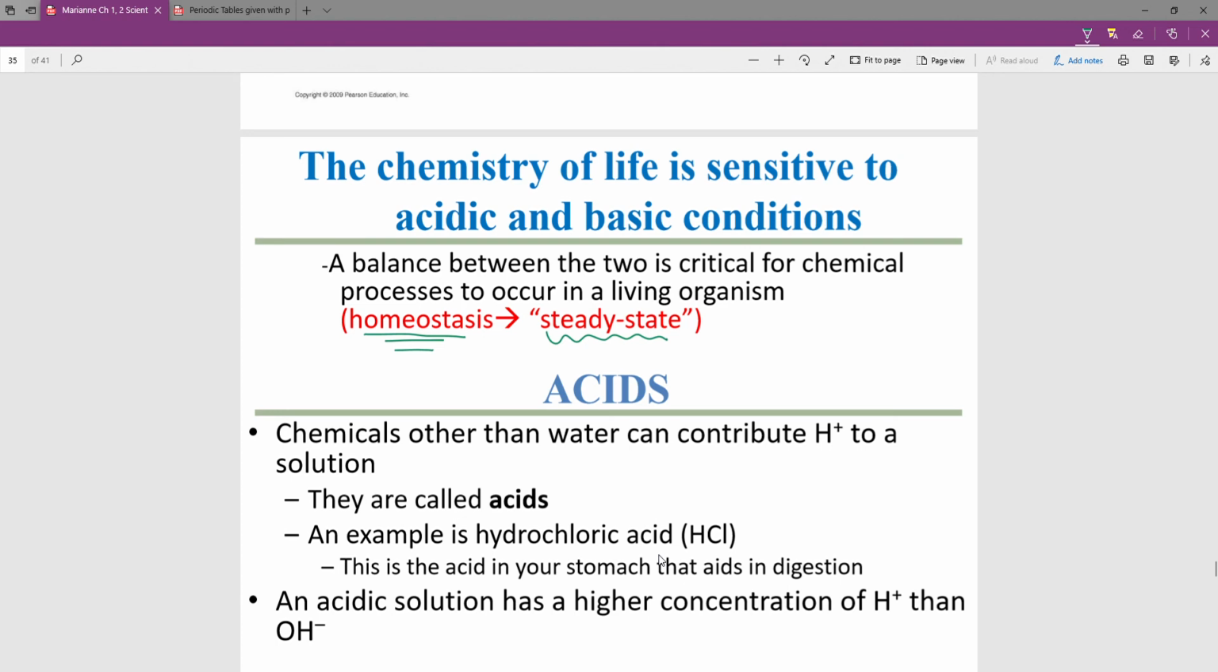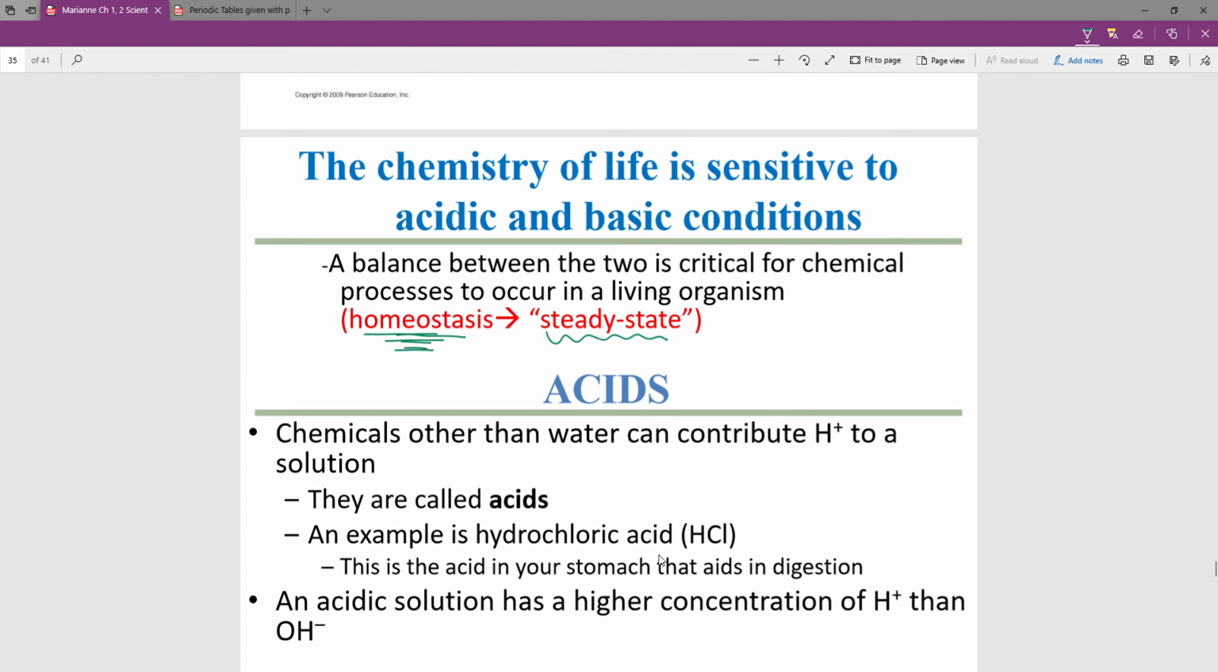And homeostasis is that steady state. If we were to talk about acidic and basic conditions, you don't want your blood, for example, to move very far from acidic to basic. You want it to stay steady. And so there's a lot of mechanisms. We'll talk more about those mechanisms that maintain homeostasis in the body.